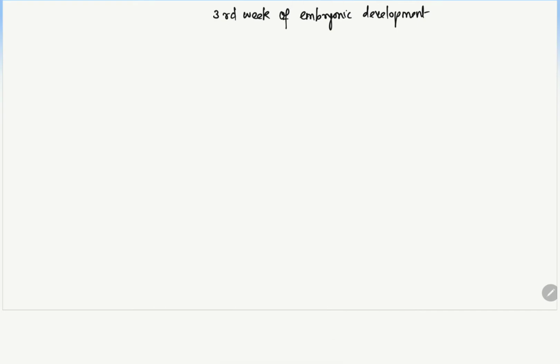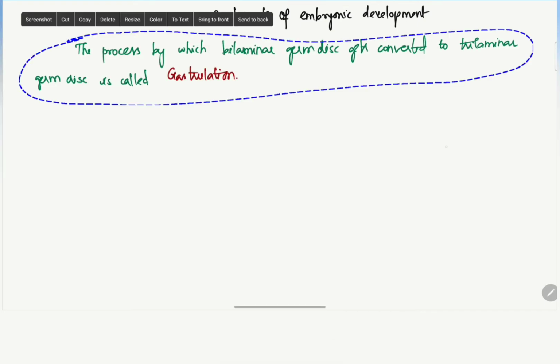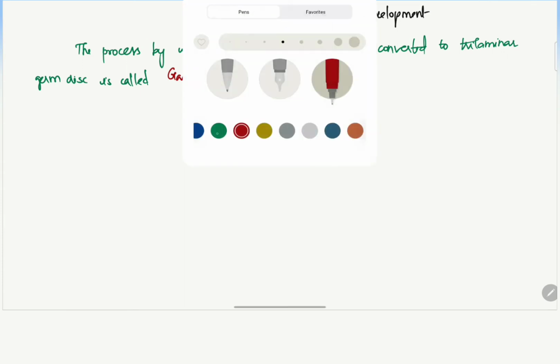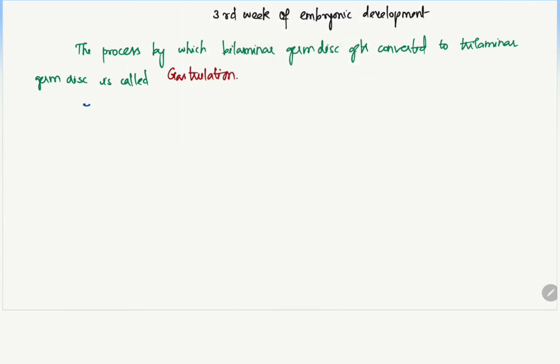So what is gastrulation? The process by which the bilaminar germ disc gets converted to a trilaminar germ disc is called gastrulation. And that embryo which has 3 layers is called a gastrula.